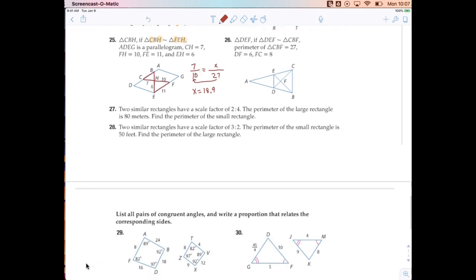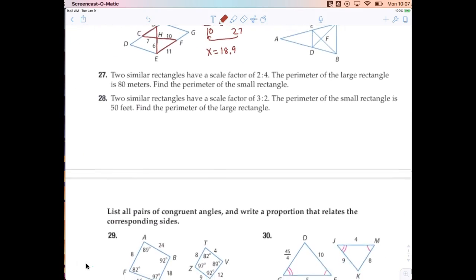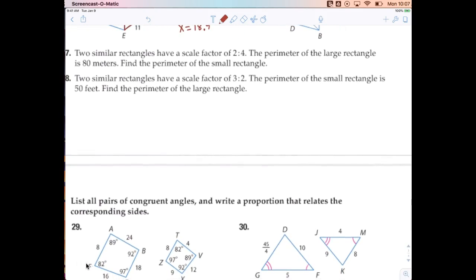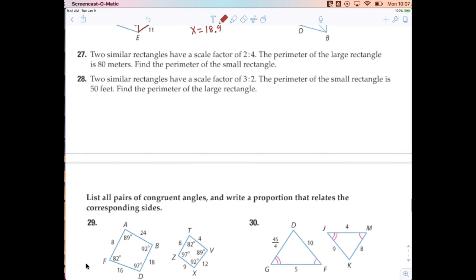All right, let's take a look at 27 just to make sure I don't miss anything. Two similar rectangles have a scale factor of 2 to 4. The perimeter of the larger rectangle is 80. The perimeter of the smaller rectangle would just be what? You should be able to look at that and just say the answer. Come on, guys. Everybody, not just one person. Everybody should be able to say, look, the scale factor instead of being 2 to 4 is really what? 1 to 2. All right?